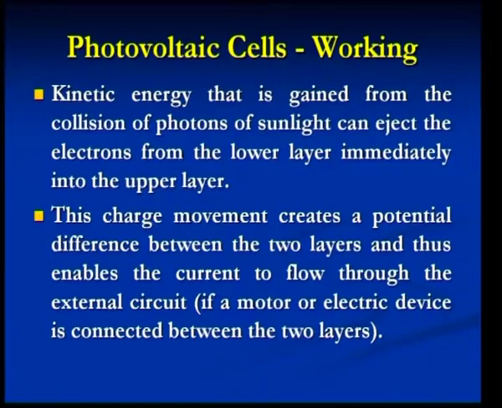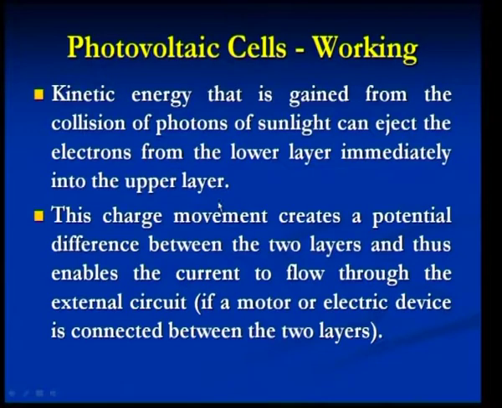Hence, a solar cell essentially consists of an upper layer and a lower layer, where there is a movement of electrons that takes place from the lower to the upper layer under appropriate conditions. Now, let us move on to the working. How does the photovoltaic cell work? Kinetic energy gained from the collision of photons of the sunlight can eject the electrons from the lower layer immediately into the upper layer.